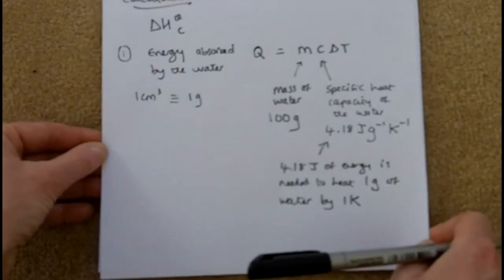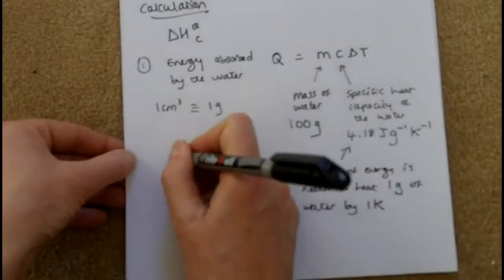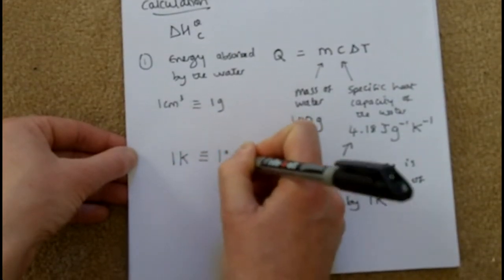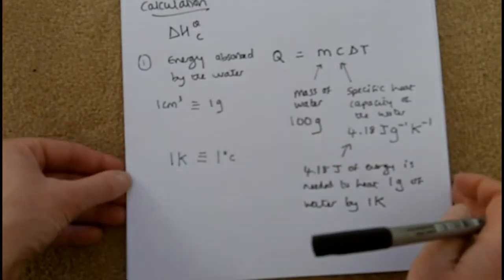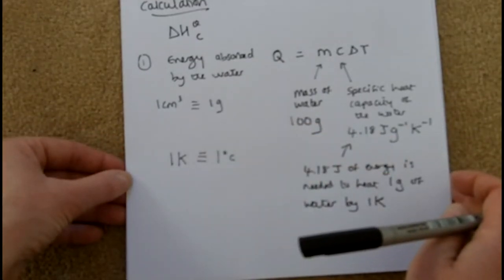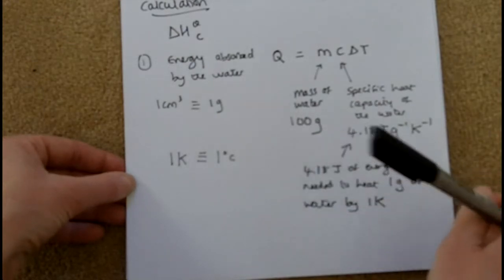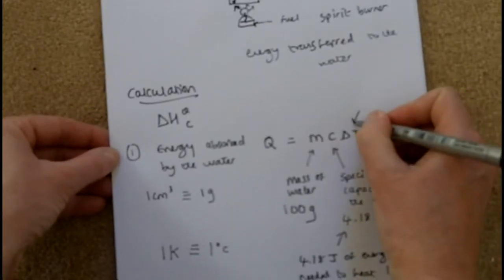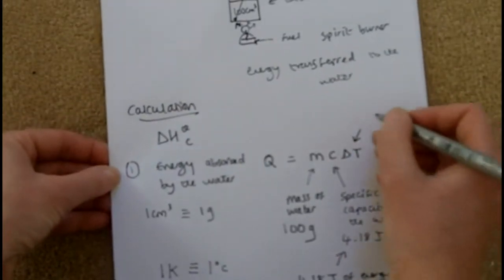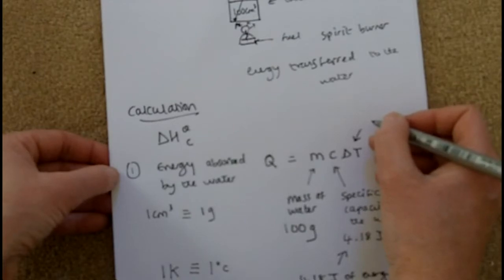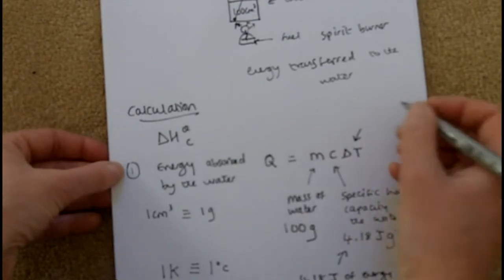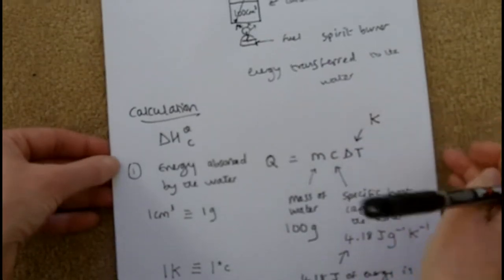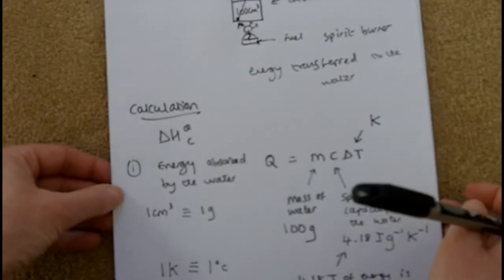Now remember when we talked about kelvins last time? A Kelvin is exactly the same as a degree in terms of temperature change. Your temperature change is your final temperature take away your initial temperature, and it should be in kelvins. But a change is going to be exactly the same as in degrees.